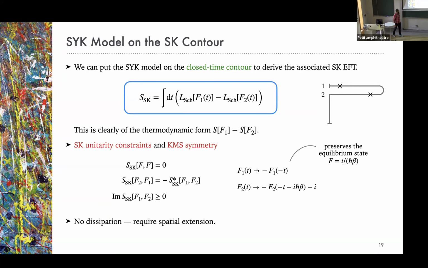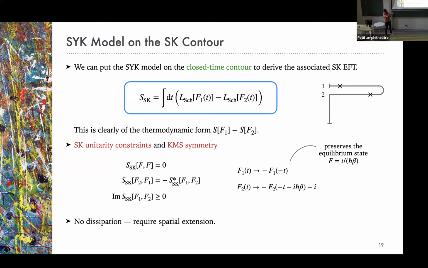But granted, you can test that it respects everything that you want it to respect. So in particular, it respects all the three unitarity conditions. I will leave it for you to check that they actually hold. And it also respects this weird KMS symmetry.